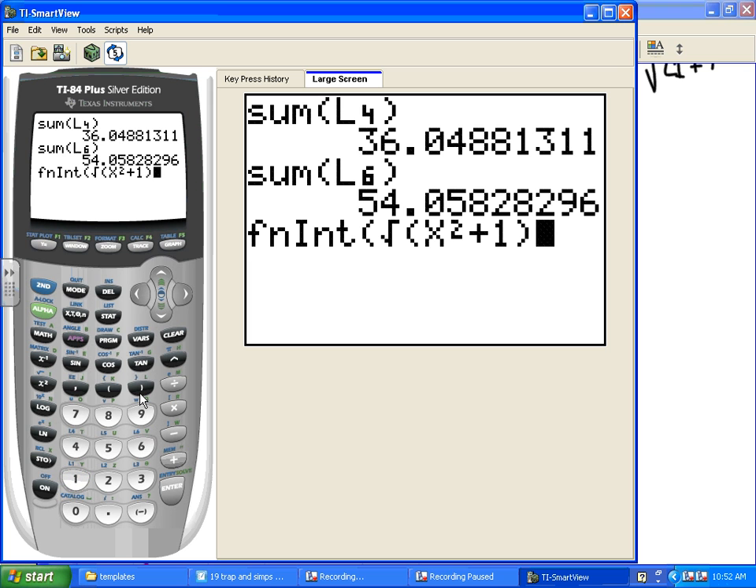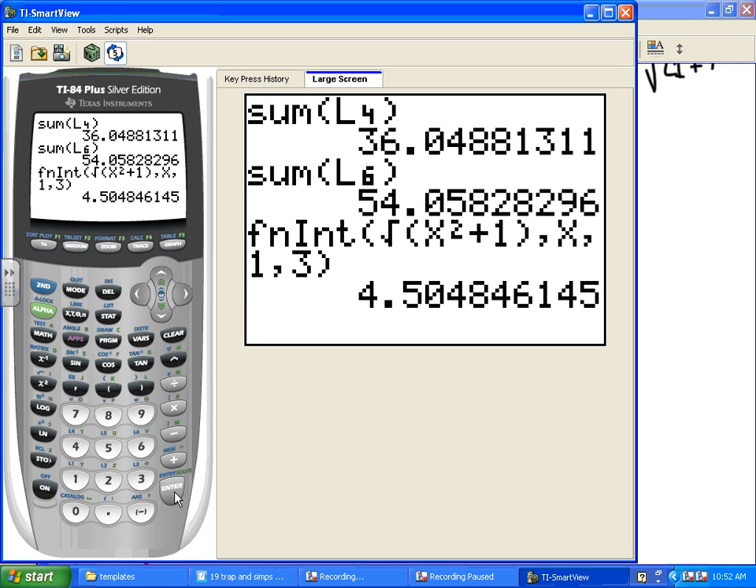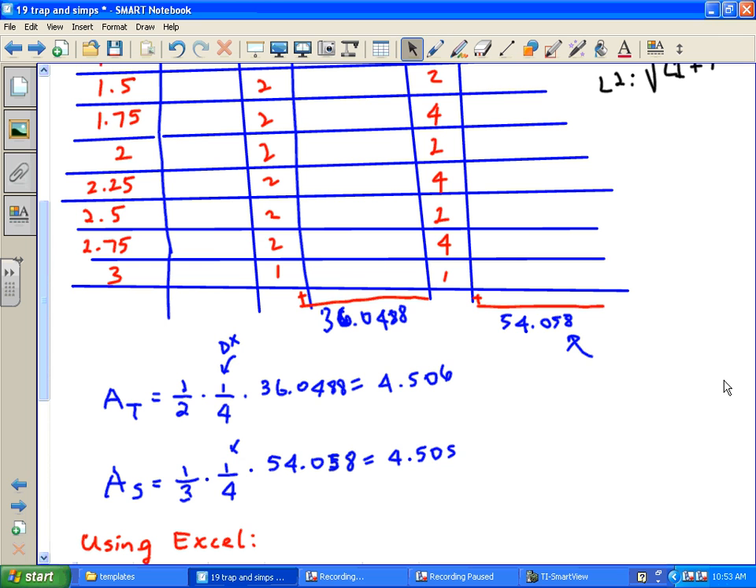Close the parentheses for the square root, comma. Do you remember the arguments for the function integration command? You put the function you're integrating, comma, the variable x, comma, the limits, in this case 1 to 3, right? 1, comma 3, of course. Close the parentheses and press enter. So the calculator gives us, let me see, how different is that? 4.504846. So to the number of decimals displayed here, we got the same answer as the calculator, basically, right? So this one was slightly off, but again, both methods are yielding a pretty good answer for this question.